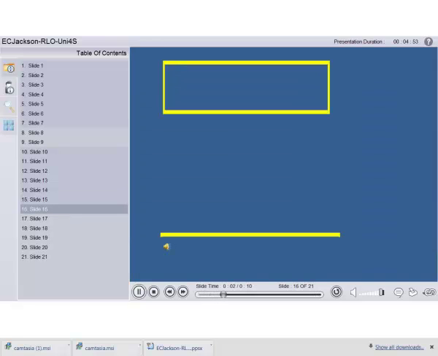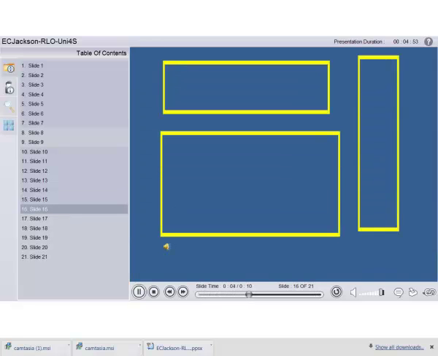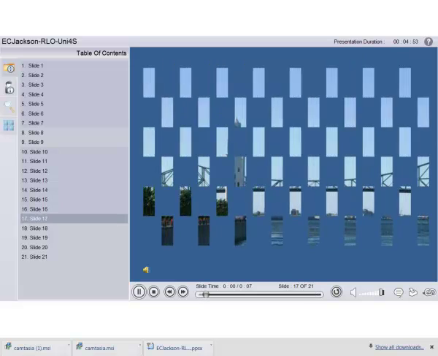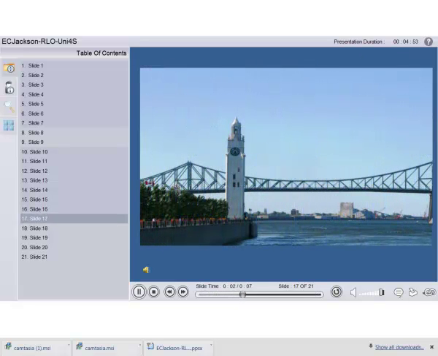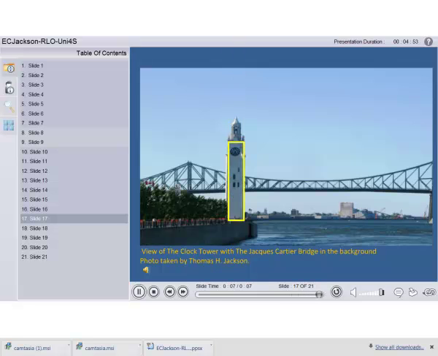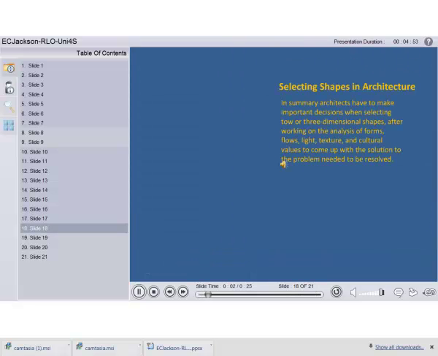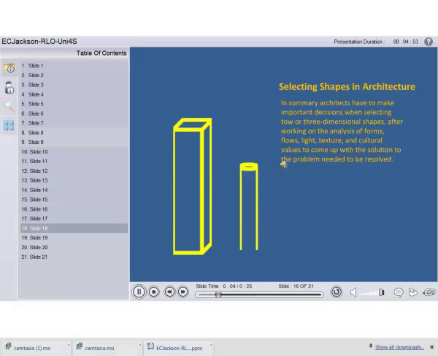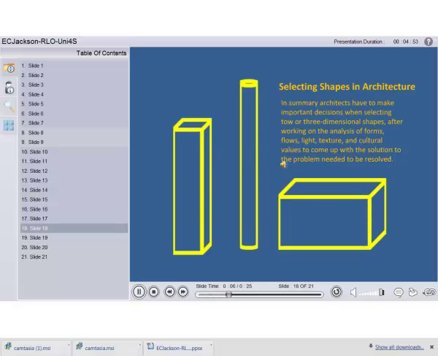Right, quadrilateral shapes can be used in different forms and orientations. It would all depend on the criterion to be considered. A very important urban element needs a very important design shape. Selecting shapes in architecture is a very important skill architects and designers need to develop.